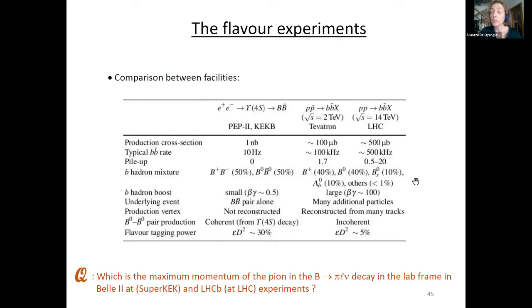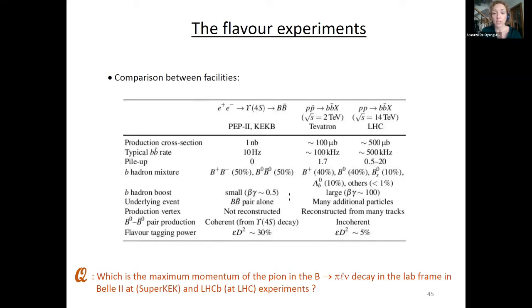It could be possible if they run at a larger energy as compared to the epsilon 4s, but then the cross section will be small. But in the LHC, you have all these kinds of mesons. So it is very interesting for this kind of physics. The boost that it provides is very different. This is a small energy as compared to 14 TeV.